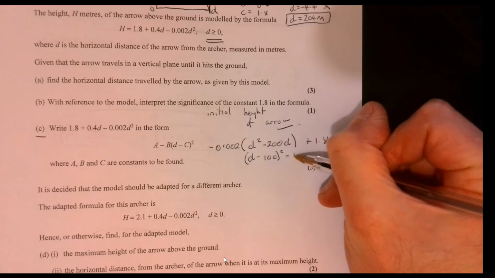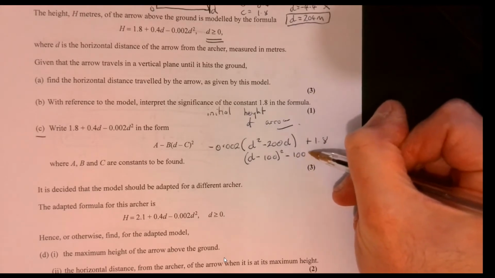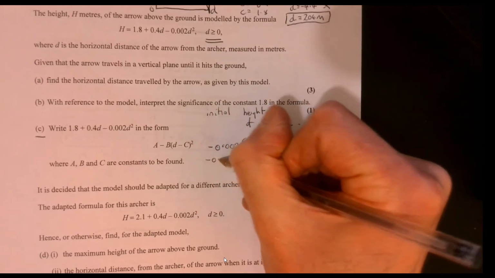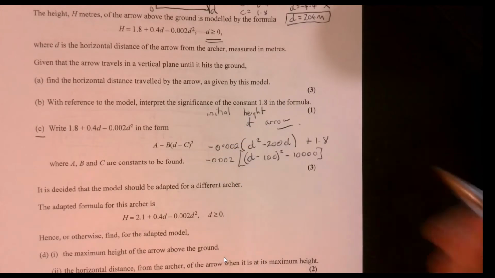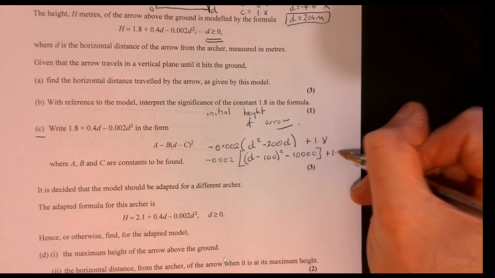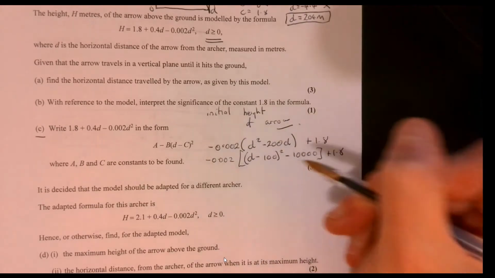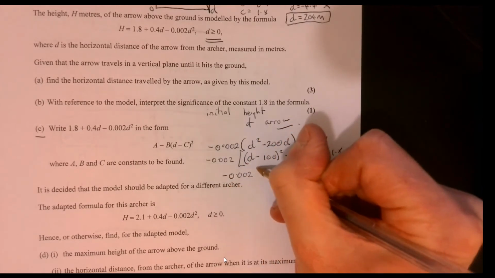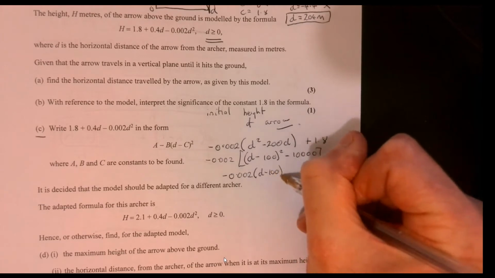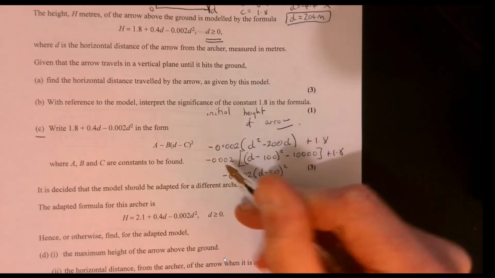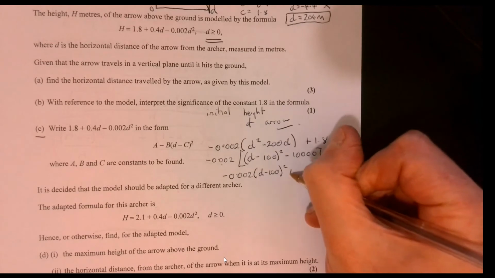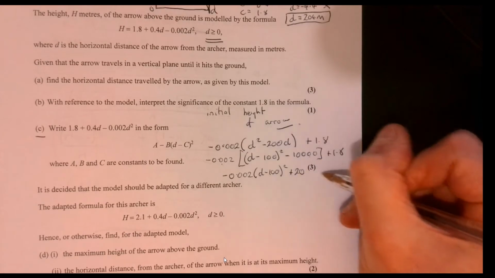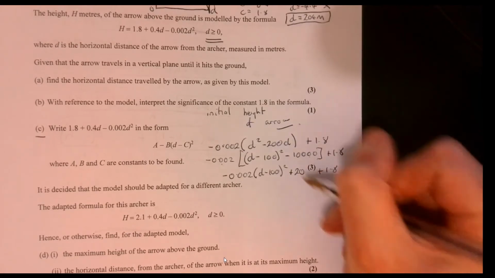Just remember, when you complete the square, it's going to be d minus 100 squared, and I need to take away the excess, so that'll be 100 squared, so 4 zeros, and then you multiply that by 0.002, and don't forget we've got a plus 1.8 at the end. So let's tidy all of this up. We've got minus 0.002 times d minus 100 squared. This times this is plus 20, and then plus the 1.8.